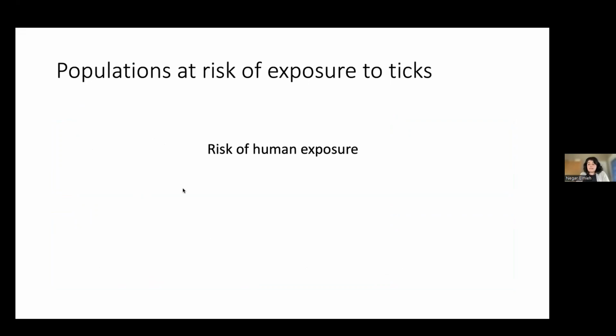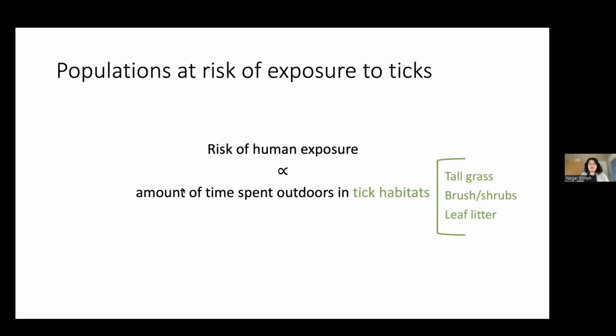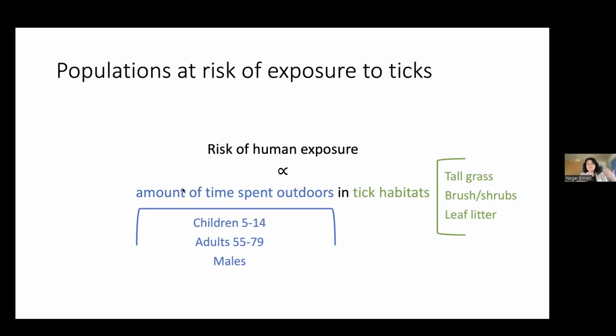But who's at risk? So who are the people that are being exposed to ticks and tick bites? The risk of human exposure is directly proportional to the amount of time spent outdoors in tick habitats. And again, tick habitats are the tall grass, the brush, the shrubs, the leaf litter. And the amount of time spent outdoors, research shows that the people that spend the most time outdoors in Canada are children ages 5 to 14, adults ages 55 to 79, and males.